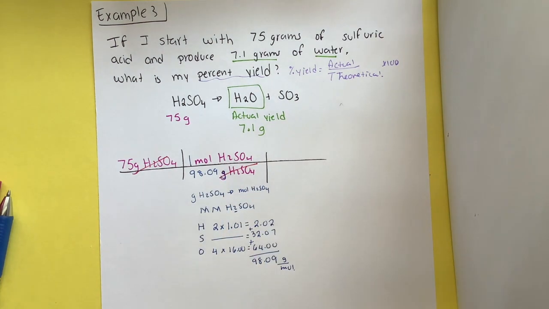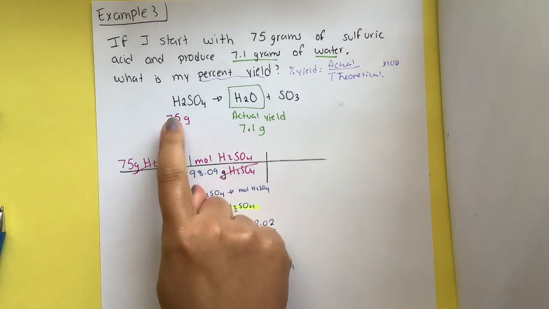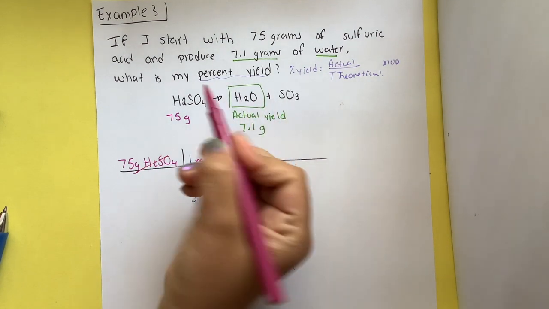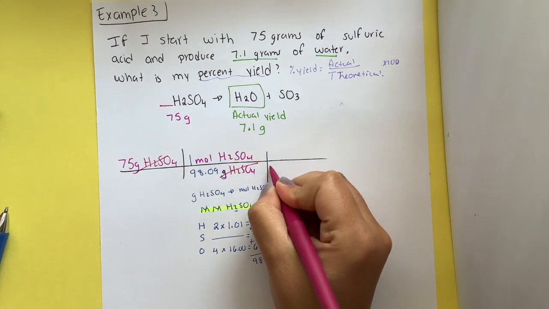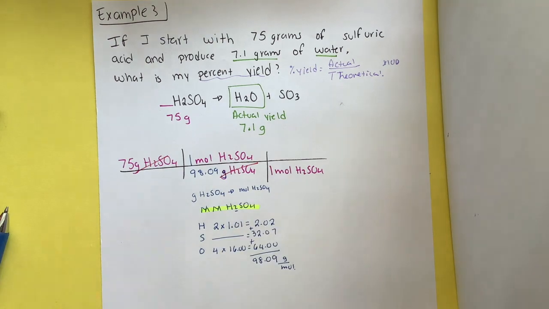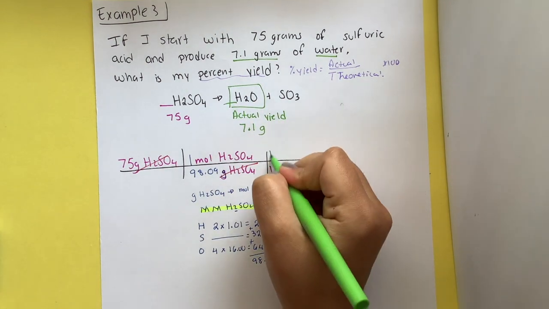Now I could use a mole ratio. Okay, so here I had to use a molar mass. Now I'm going to use the mole ratio to go from moles of H2SO4 to moles of water. And my mole ratio is 1 mole of H2SO4 for every 1 mole of water.